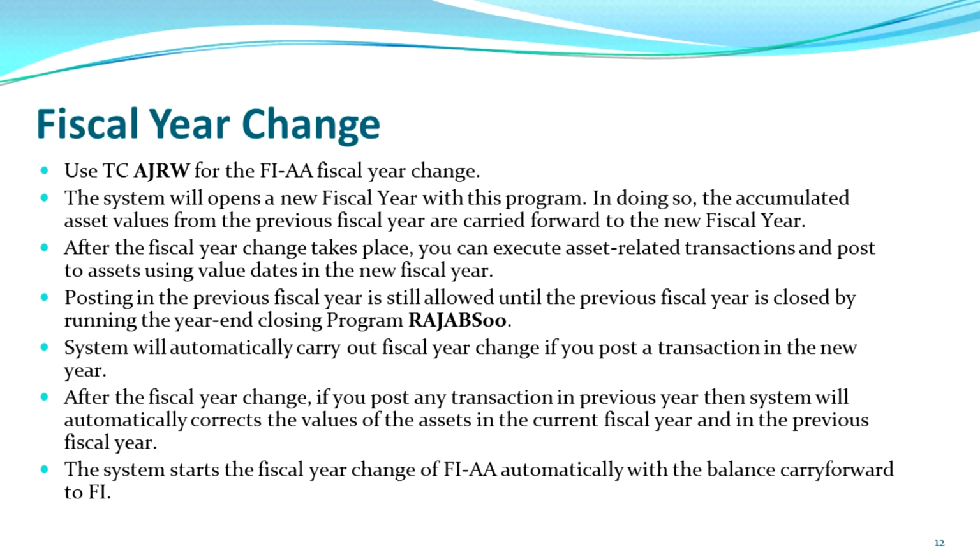Asset fiscal year change. Use transaction code AJRW for the asset accounting fiscal year change. This transaction will open a new fiscal year with this program, and this will transfer all the asset and accumulated depreciation records from the prior year to the next fiscal year. So after you change this fiscal year, if there is any posting you post in the prior fiscal year, the system will automatically update the balances in the prior fiscal year also and the next fiscal year also.